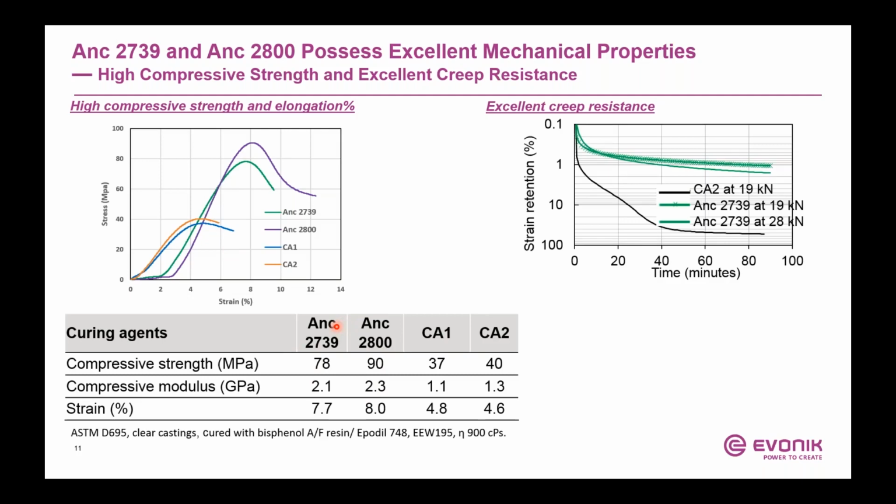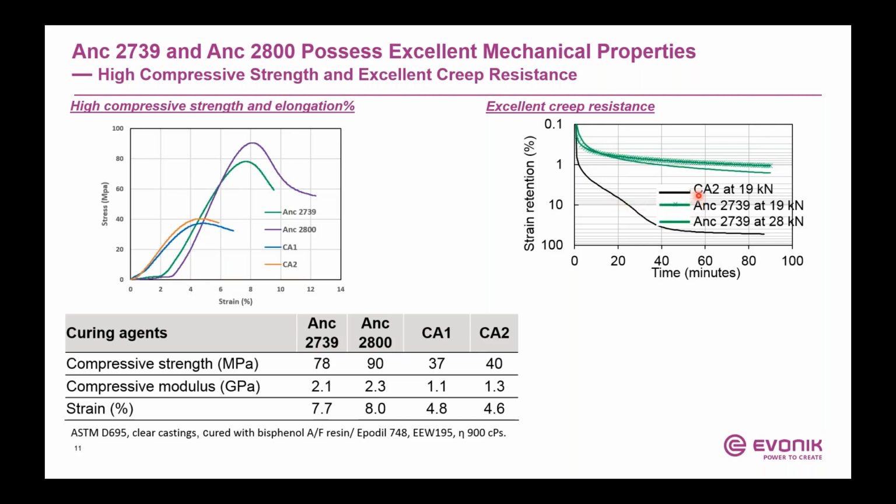This chart here on the right shows the creep resistance. So creep is pretty much measuring deformation of the material with a constant force, and over time. So what you see here is comparing Ancamine 2739 to CA2.